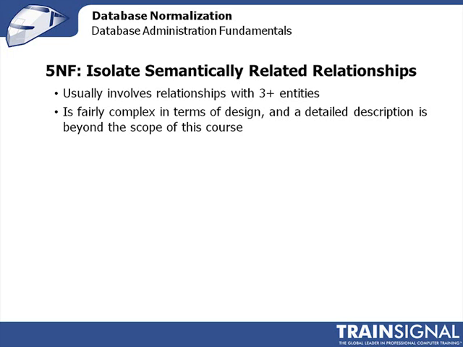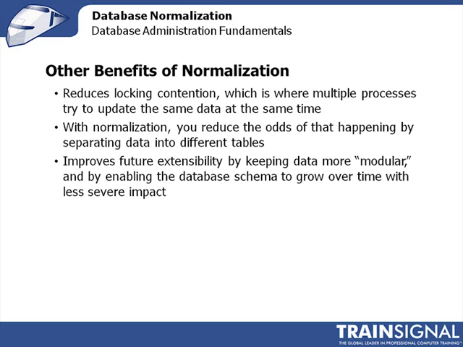There are some other benefits of normalization beyond reducing redundancy and reducing data storage, and one of those is reducing locking contention. Locks happen when multiple different users try to update the same data at the same time. With normalization, you reduce the odds of that happening because data has been separated into different tables.